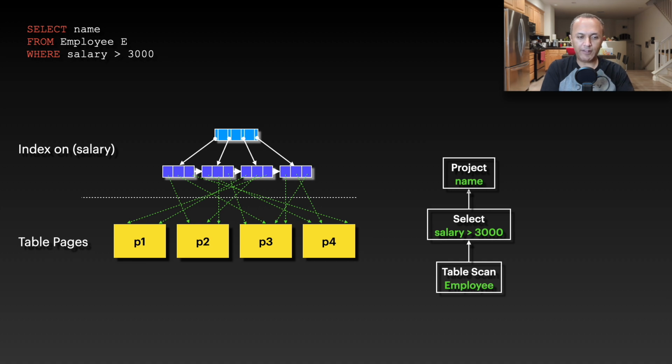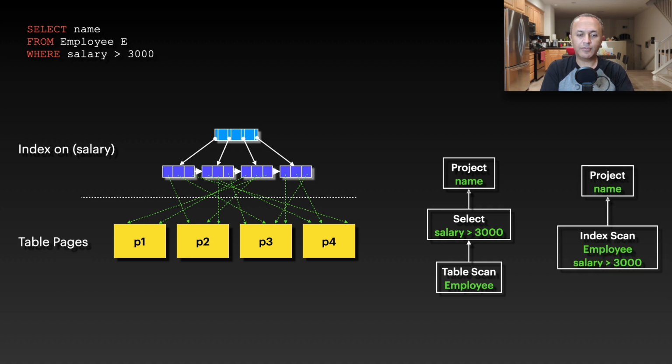Another potential plan, since we are looking for the salary value and we have an index on that, is to use the index. So we can do an index scan with that condition, and then once we know the rows, we have to read them from the data pages and then project the name attribute. So these are two possible plans. Which one of these is better? Just looking at the two plans, we don't know. Either one could be better.